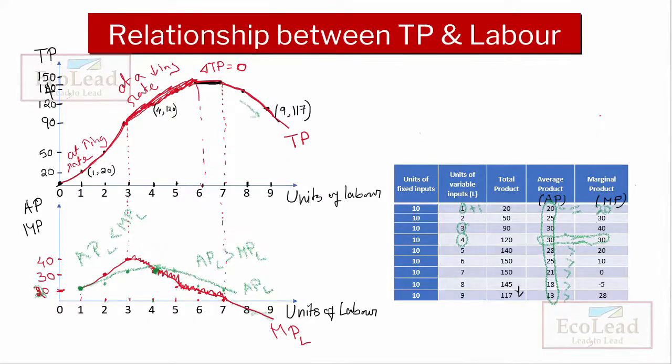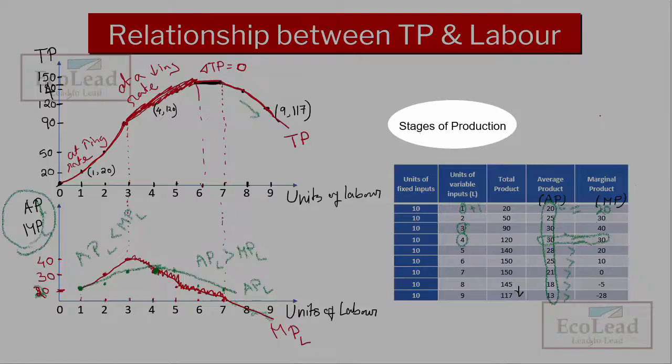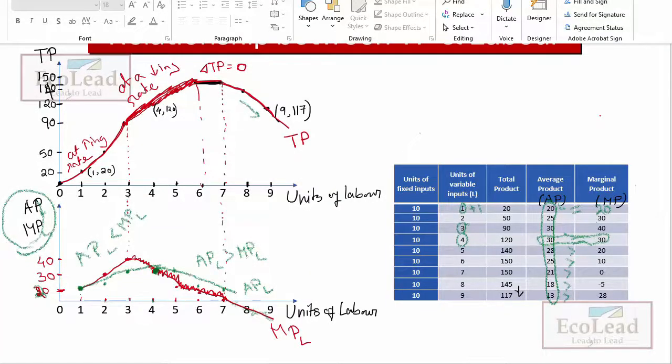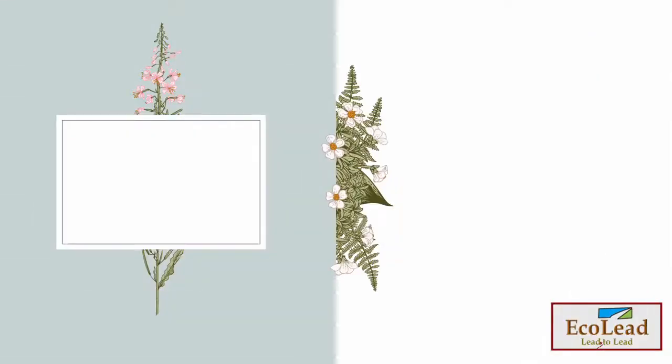Correct? So this is all about the total product and its relationship with labor, and we have also seen the unit level analysis by considering the average product and the marginal product of labor. Now one more thing we need to add here. This is called the stages of production. So in the next video we will discuss the stages of production.